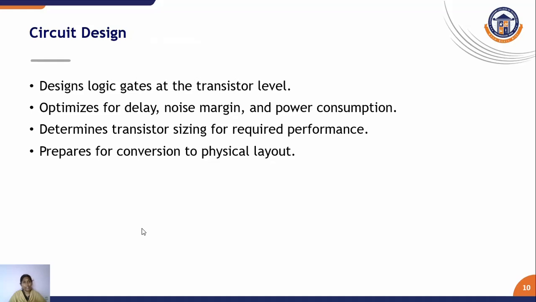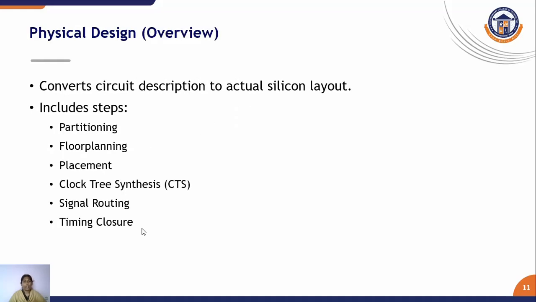Once everything is done, we move to the next step, which is physical design. This is the major part of the design. Here we convert the circuit description to the actual silicon layout. It includes several steps: partitioning, floor planning, placement, clock tree synthesis, signal routing, and timing closure.